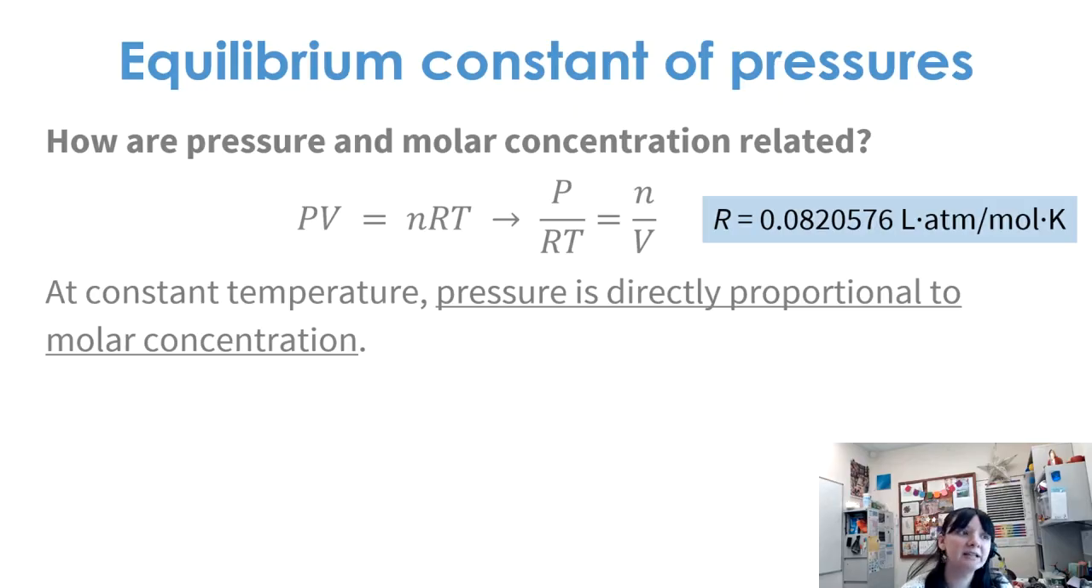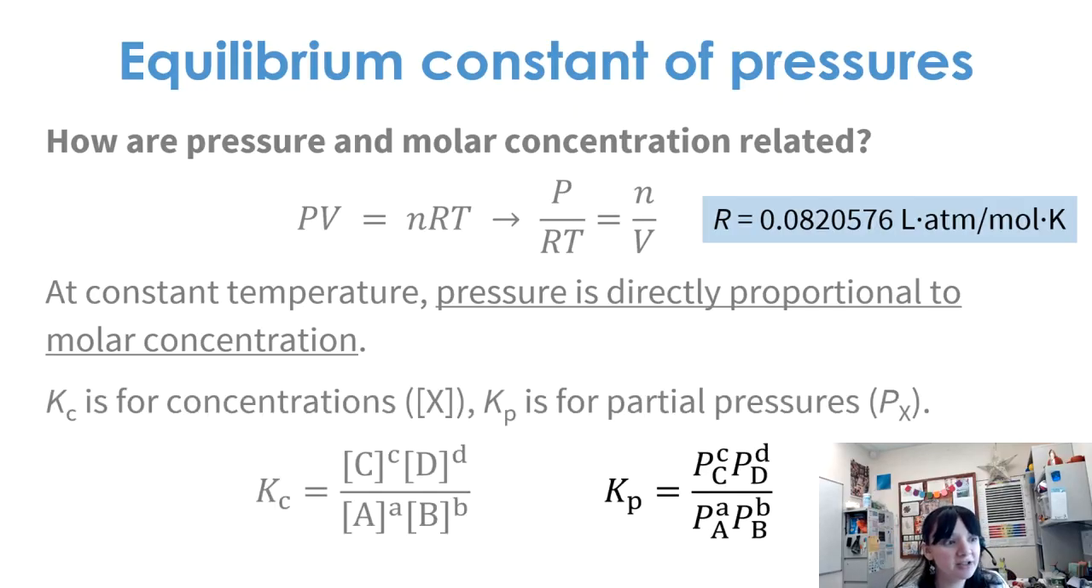And so what that means then is that we can think of pressure in a lot of the same contexts as we do molarity. So for instance, rather than just the equilibrium constant shown in terms of concentration, we can actually show that equilibrium constant in terms of pressures as well. Now to distinguish the two, we're going to refer to them as Kc for the equilibrium constant of concentrations, and then Kp as the equilibrium constant for pressures.